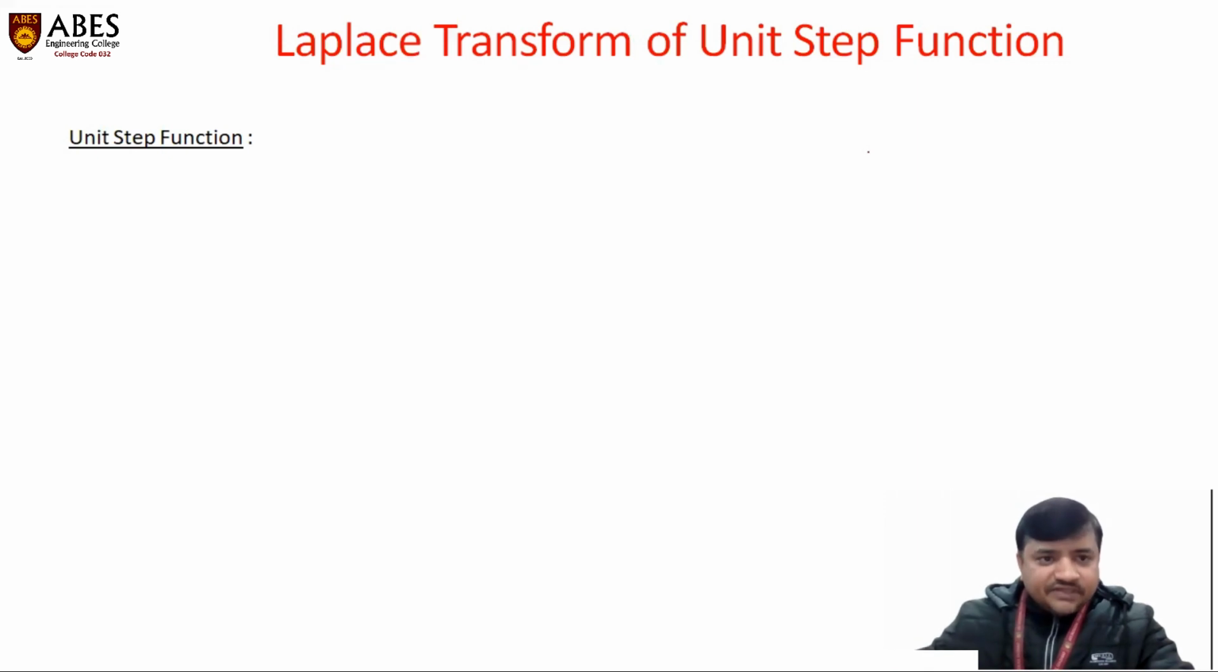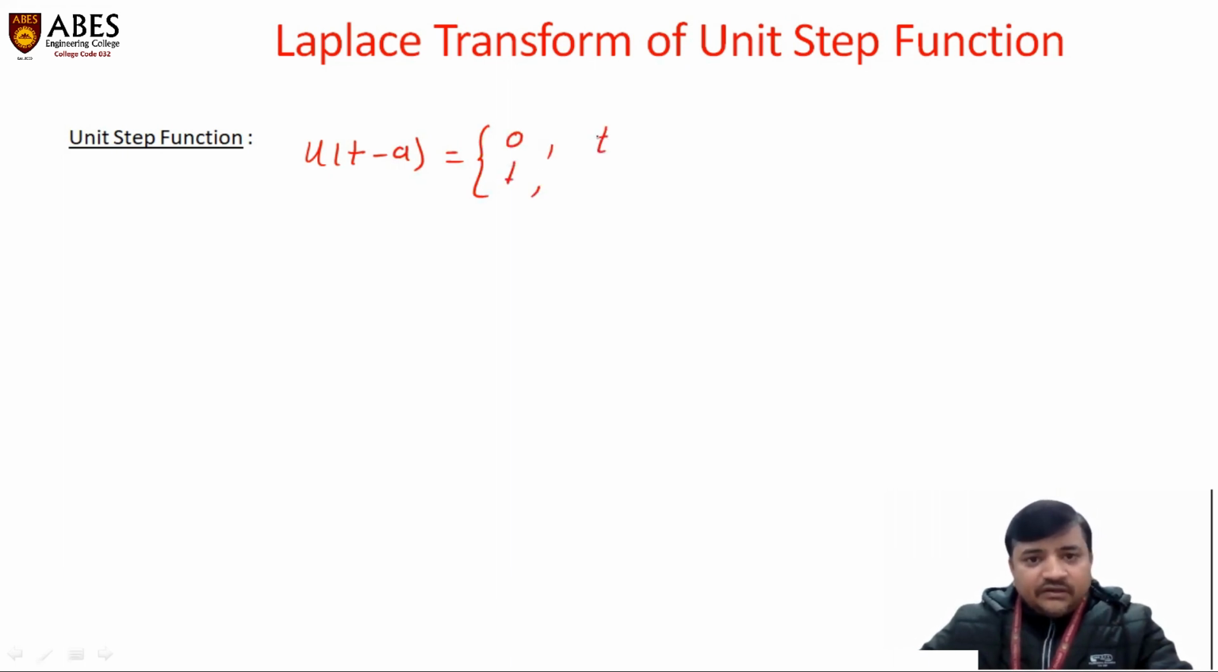What is unit step function? The unit step function is defined as u(t minus a) equals, its value is either 0 or 1. Its value is 0 when t is smaller than a, and its value is 1 when t is greater than or equal to a. In such a mathematical form, the unit step function is defined.